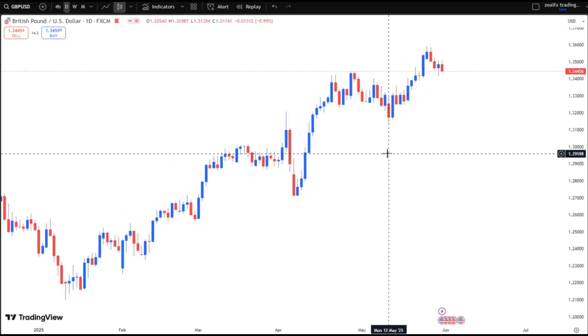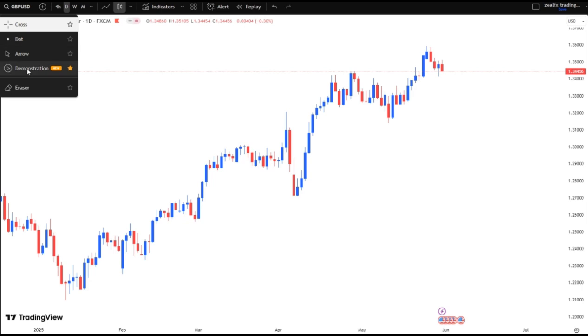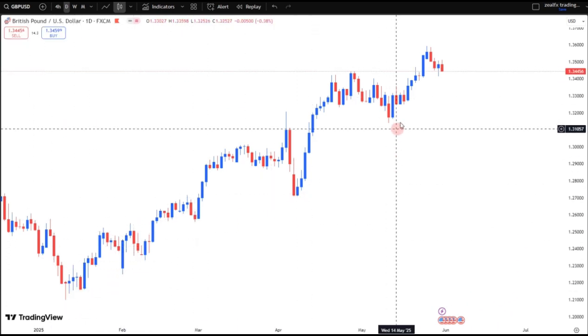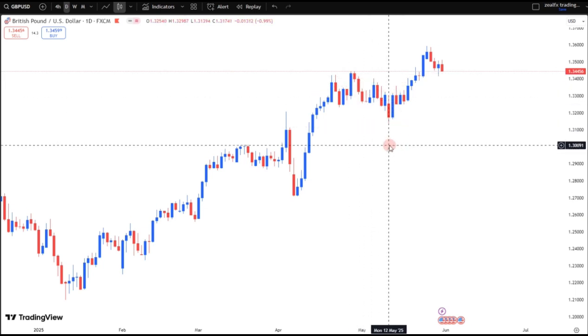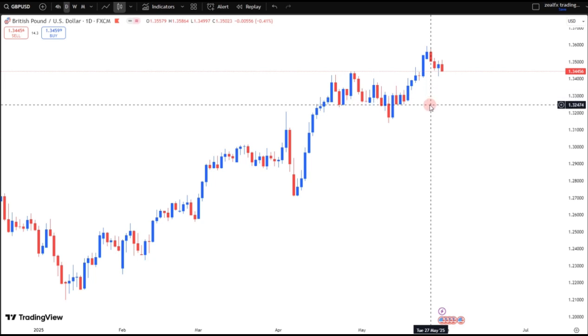So let's look at the structure of the British pounds USD on the daily chart. You can see that we have a lower low, higher low, higher low, higher low, higher low. We expect the British pounds USD, based on the structure, for price to continue to push higher after the retest. So what we'll do now, let's check the weekly time frame of the British pounds USD.